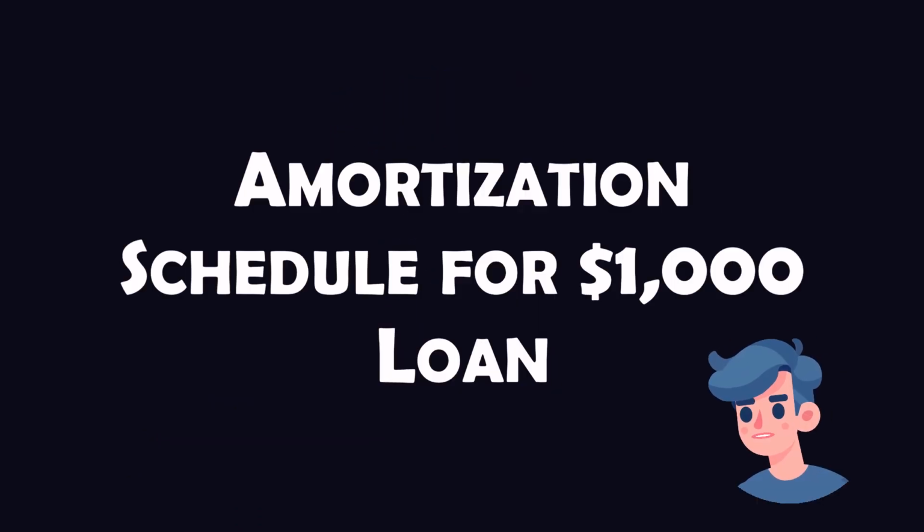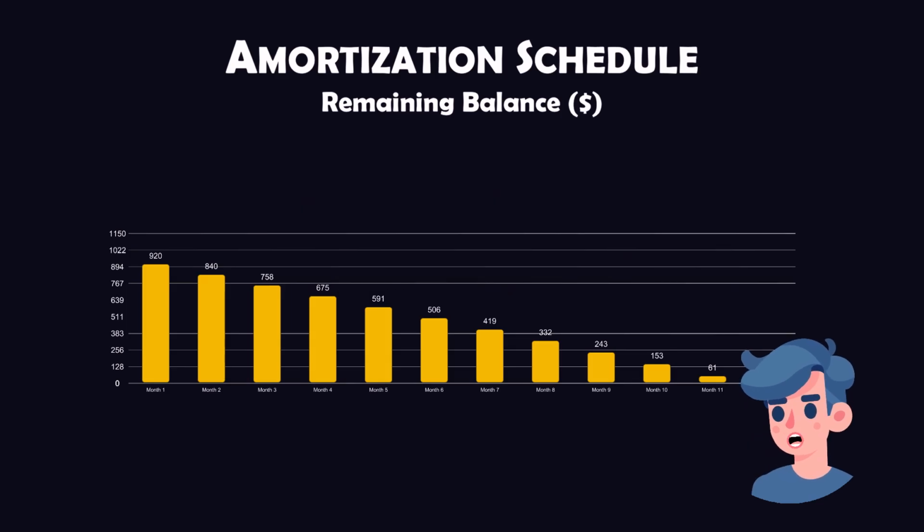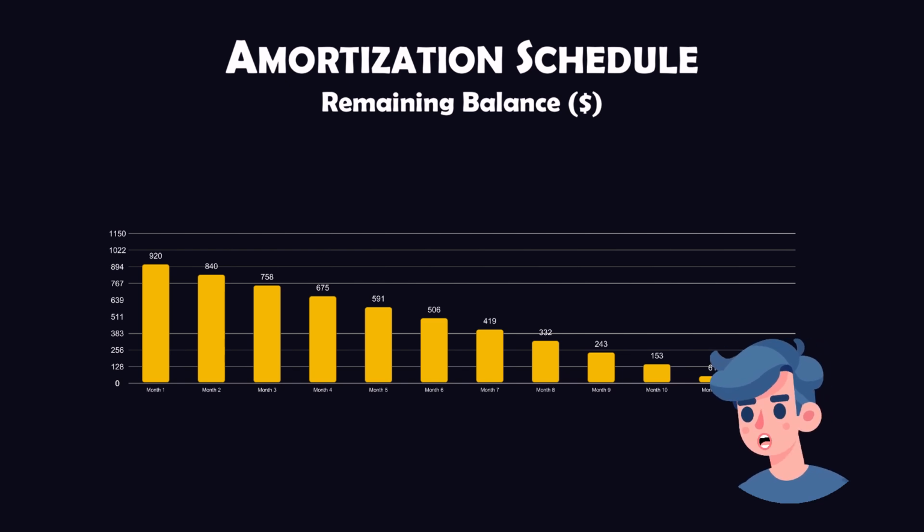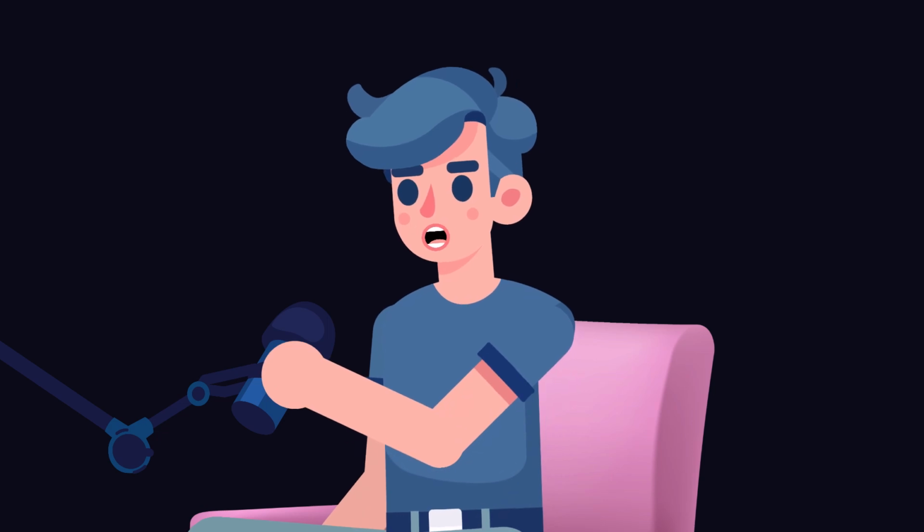Here's a simplified example. Imagine a $1,000 loan at 5% annual interest, repaid with monthly payments over 1 year. The total interest paid would be about $27.22, and your monthly payment would be approximately $85.60. Hopefully, this example makes the concept of amortization clear.